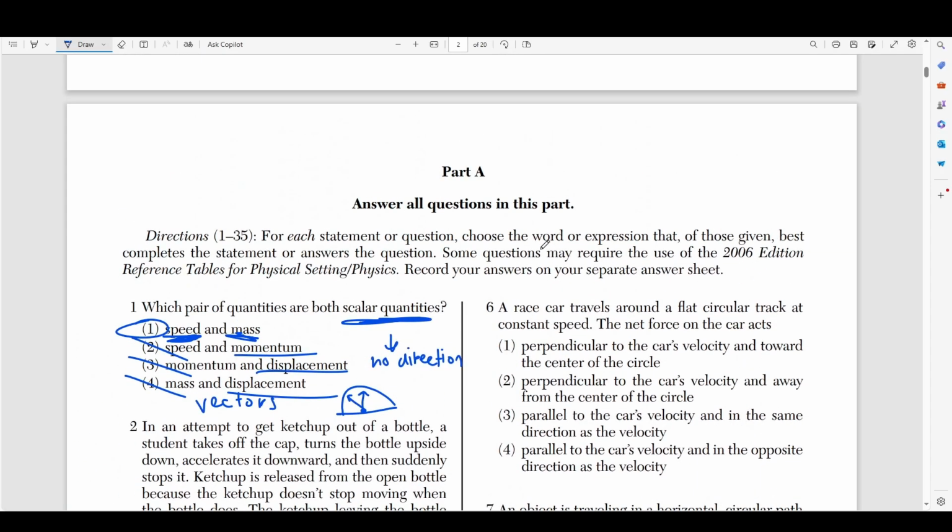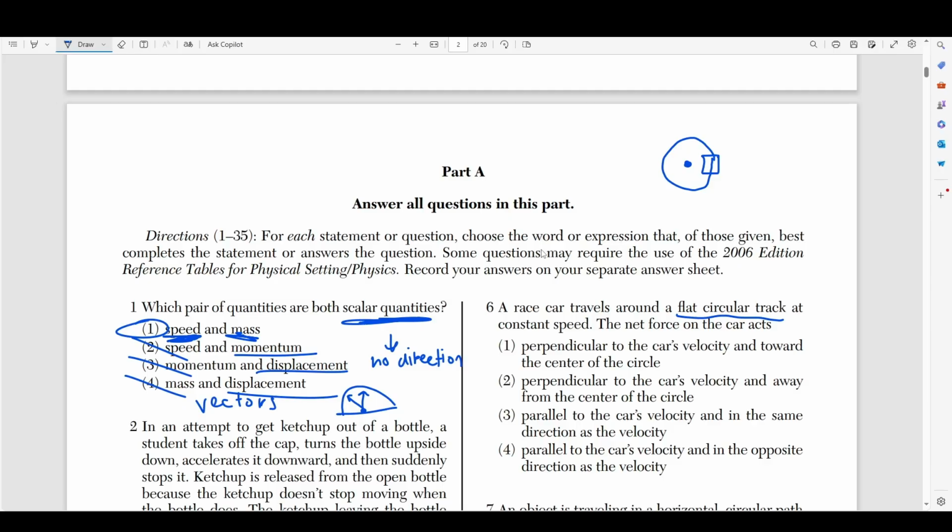Number 6 says a race car travels around a flat circular track at a constant speed. The net force on the car acts what? Well, here we're traveling around a flat circular track, right? So we're going to think about centripetal force. This is going to be the center of our track. And let me just draw my track right here, and let me draw my car right here. So it's traveling around this circular track, right?